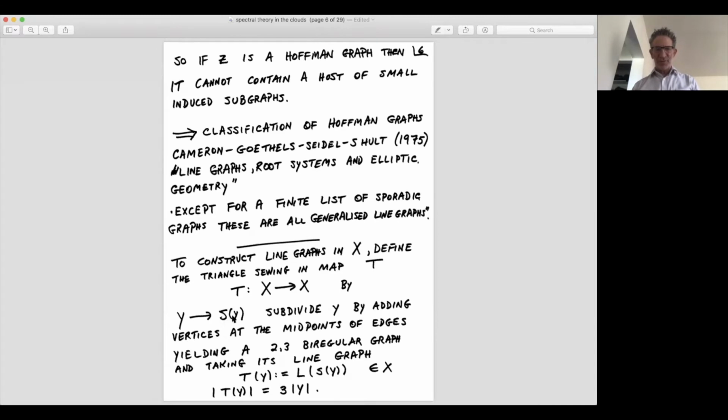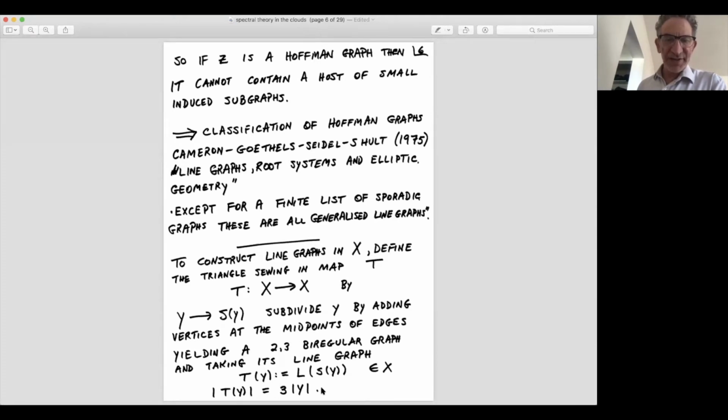If your graph Y to begin with was 3 regular, after the subdivision it's 2, 3 biregular. And if you take the line graph of a 2, 3 biregular graph, you get a 3 regular graph. So this map T, which basically sews in a triangle into each vertex, takes me from the set of 3 regular graphs to the 3 regular graphs, and makes the graph 3 times bigger than what it was before. And the spectrum of the new graph is very explicitly related to the spectrum of the old graph through rational dynamics that I'll return to in a minute.